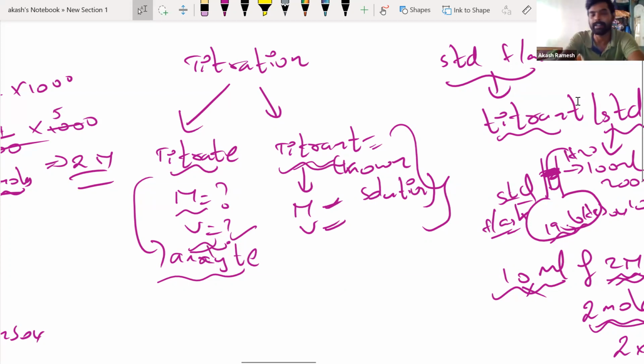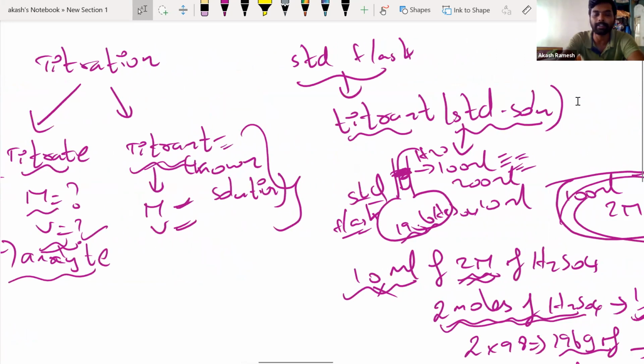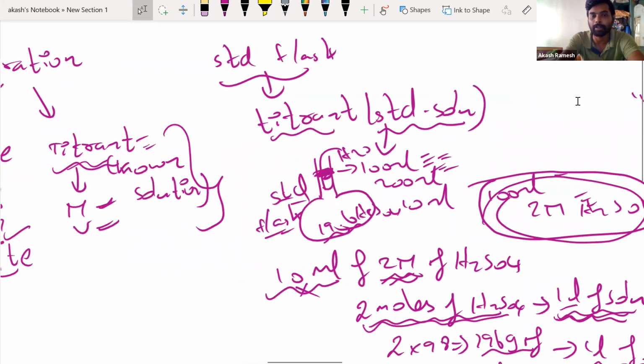So for titrant, we are going to prepare the solution. We saw even how to prepare. The titrant first will be in the form of a standard solution. So there will be something called a standard flask. This is the standard flask which you see here. And I told you that there'll be a marking. Depending on what kind of flask we have, this can be 100 ml, 200 ml, 1 liter, 2 liters, it can be anything depending on the marking.